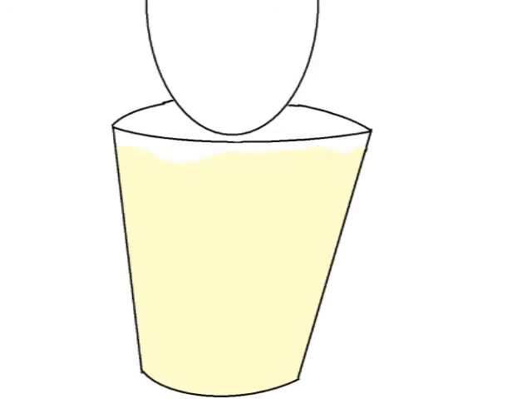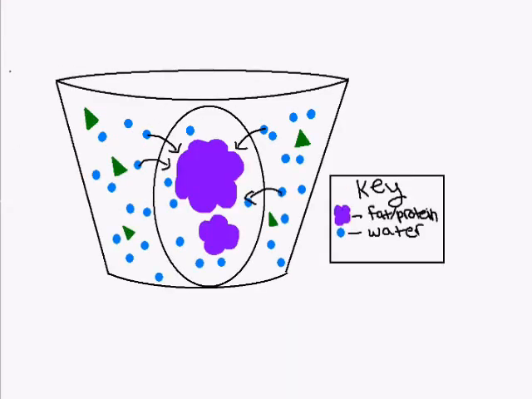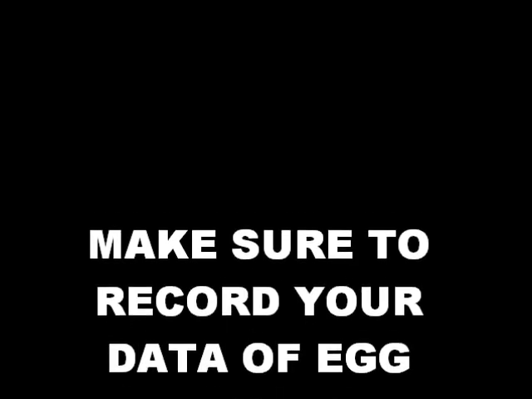Then put egg in plastic cup of vinegar. Egg must be fully covered / soaked in vinegar. Draw how the egg looked and which molecules were in and out. Then record the data.